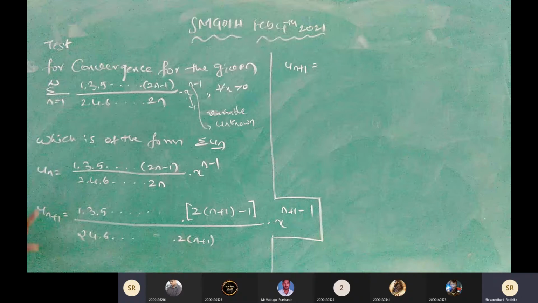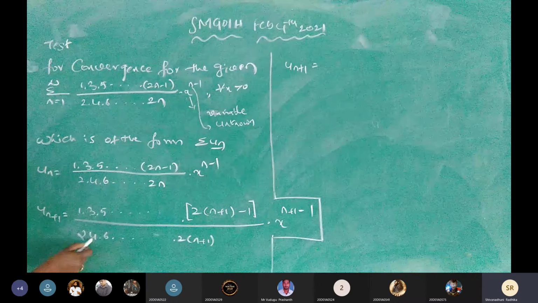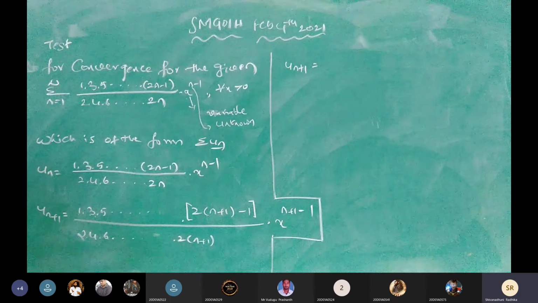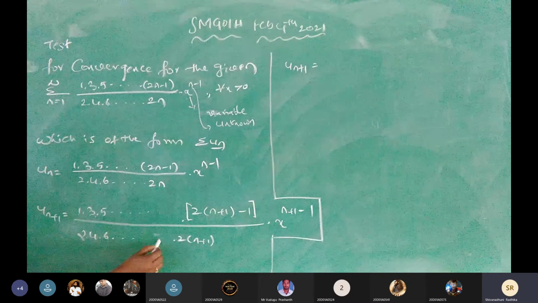See here, 1, 3: what is the difference? 2 is the difference. 1 goes to 3, plus 2 is increasing. 3, 5, again plus 2 is increasing. Here in the denominator also, 2, 4: what is the difference? 2 is the difference. Again 4, 6: what is the difference? That is 2. Again 2 is increasing, up to the total nth term we have to take.